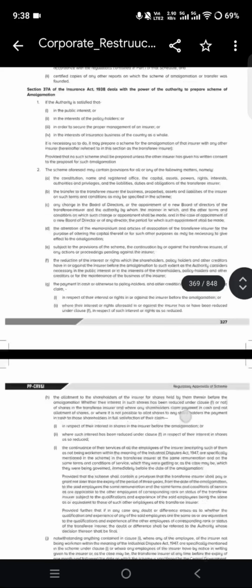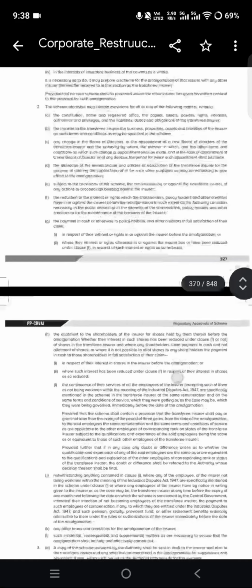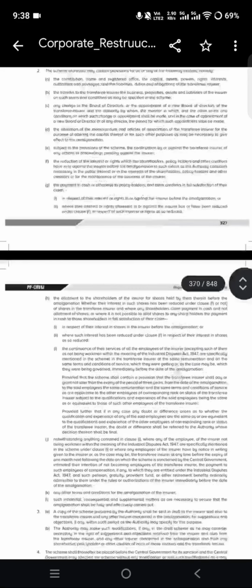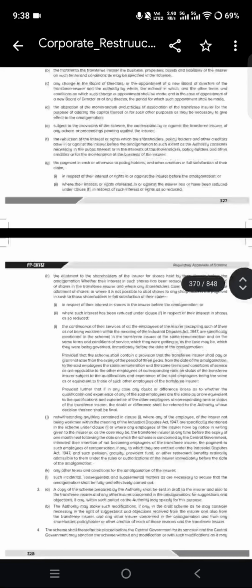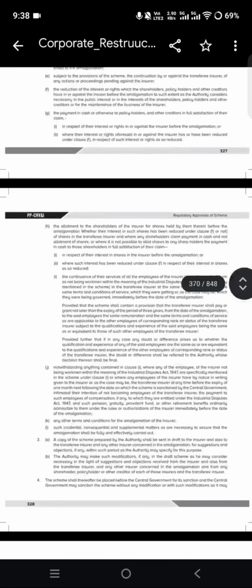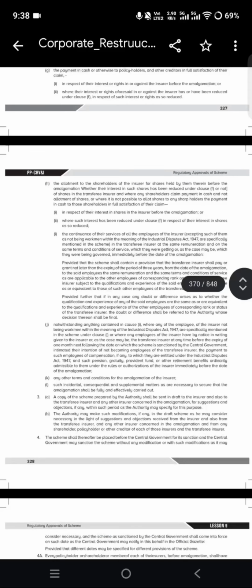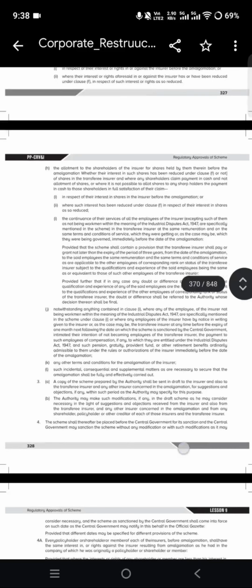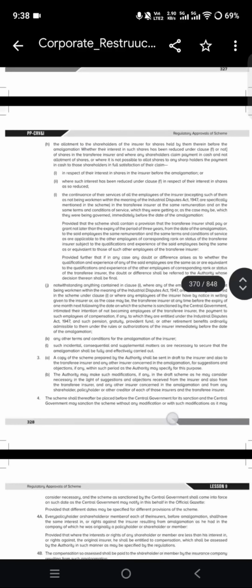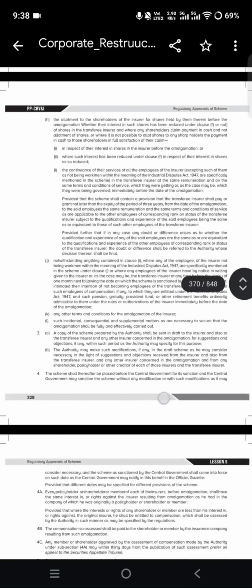Again repeated, a copy of the scheme prepared by the authority shall be sent in draft to the insurer. Means for both A bank and B bank, a copy of the scheme will be given. The draft scheme is sent to the insurer, the transferee insurer and the other insurers concerned in the amalgamation for suggestions and objections, if any.